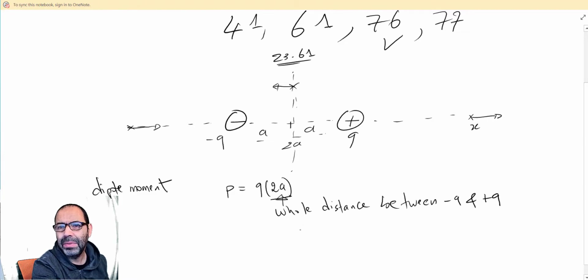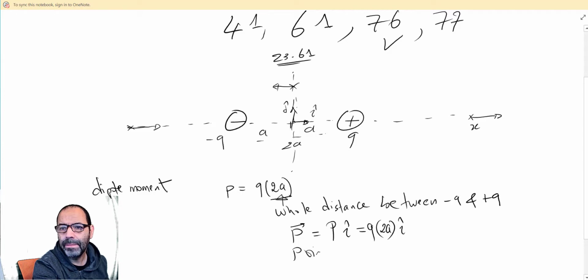As a matter of fact, P is actually a vector, and in our case, in this symmetry only, because this is the I hat vector and this is the J hat vector, it's equal to the same quantity P times I hat, meaning that it's equal to 2a times q in the I hat direction. It always points from the negative charge to the positive charge.